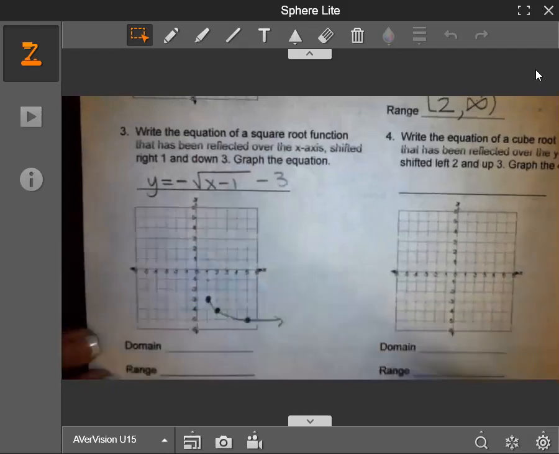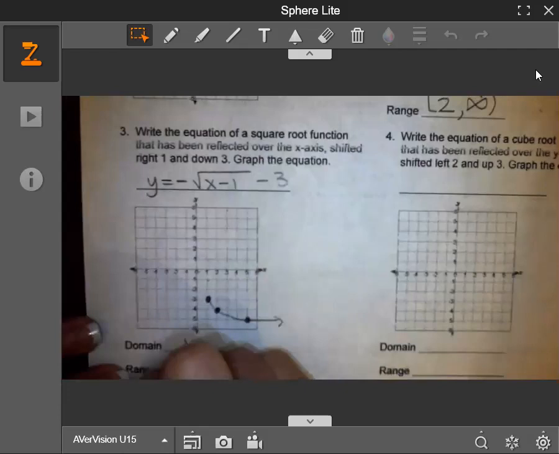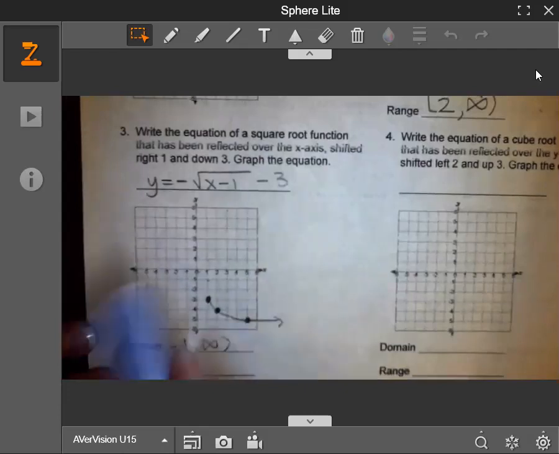Of course, you can always use your calculator to do it, but that's the great part of transformations, that you can graph without a calculator. It starts at 1 right here for my domain, and it goes to the right forever. So we would have 1 to infinity. And again, we would have that bracket because we are including that 1 point.